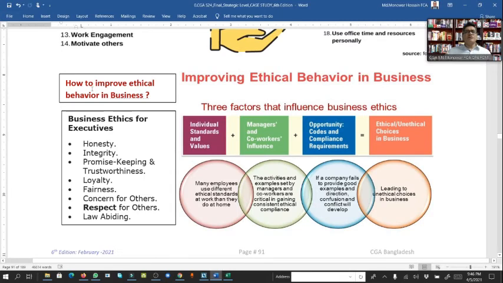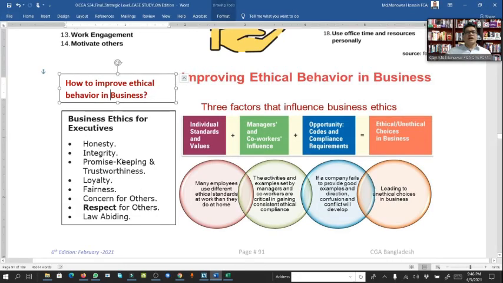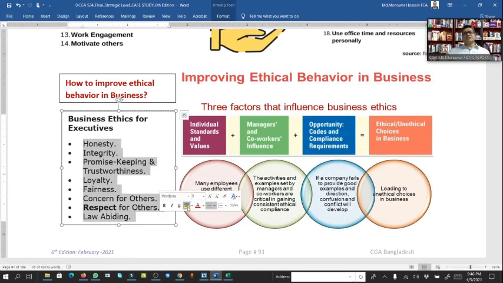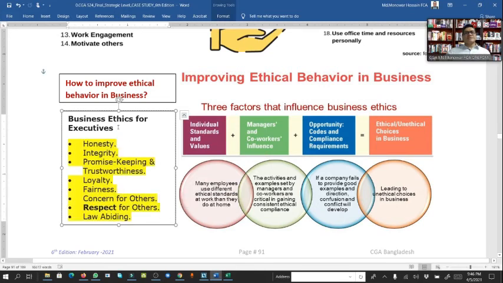So how to improve ethical behavior in business is the question. How to improve ethical behavior in the business? Business ethics for executives, how? They need honesty, integrity, promise keeping, trust, loyalty, fairness, concern for others, respect for others, law abiding, etc. That is the business ethics for executives.